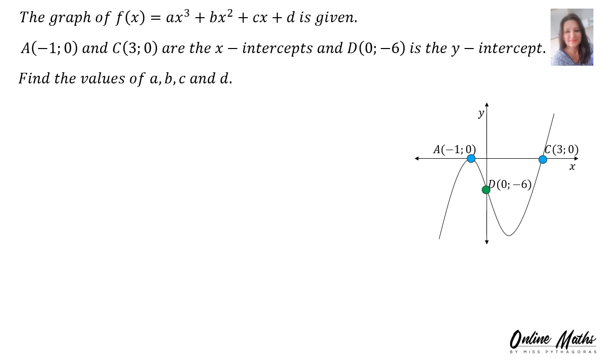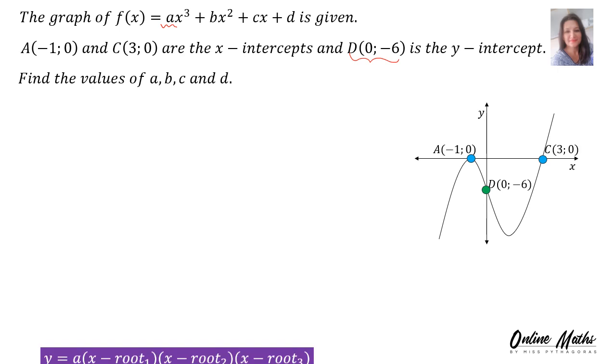So what you can see here is suddenly a's value, the coefficient of x cubed, isn't given. And there's this other point, the point 0, negative 6. Now please note, in this case, it is a specific point, it's the y-intercept, but it can be any point that lives on the graph.